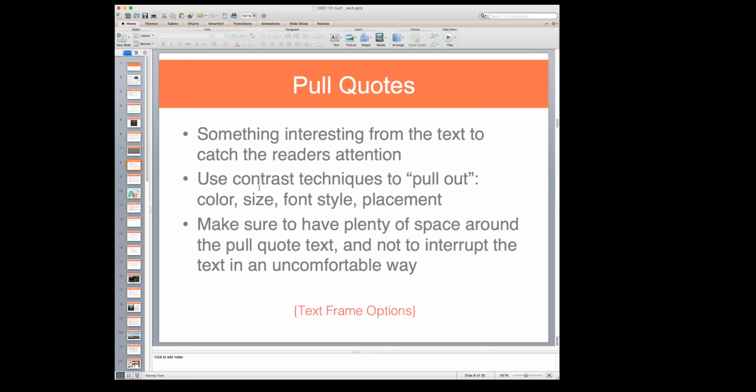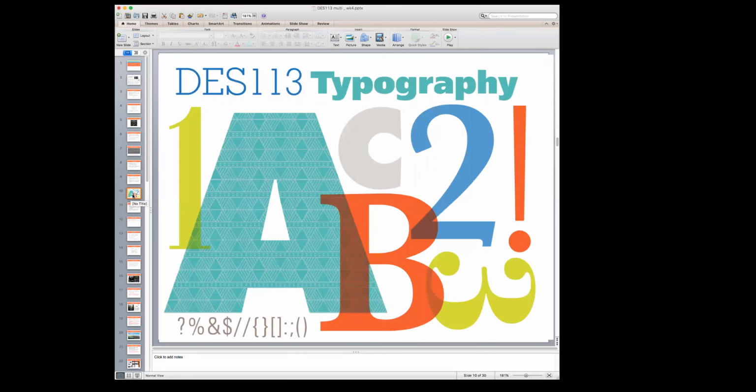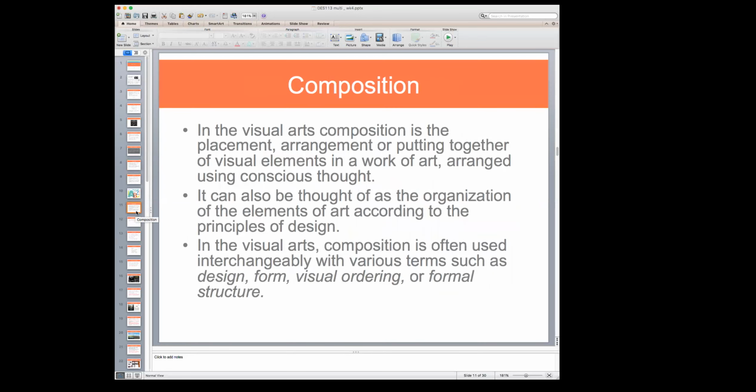So make sure to have plenty of space around the pull quote also. We don't want it running into your body text. And we really don't want it to interrupt the text in an uncomfortable way. We want it to just flow and look visually appealing. We talked about captions. They're very low on the hierarchy scale, therefore they should be very small. This just explains content of the image or the graphic. That's about it on that one. Are there any questions so far?